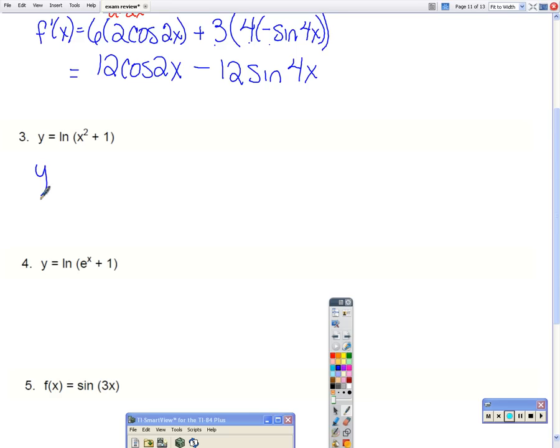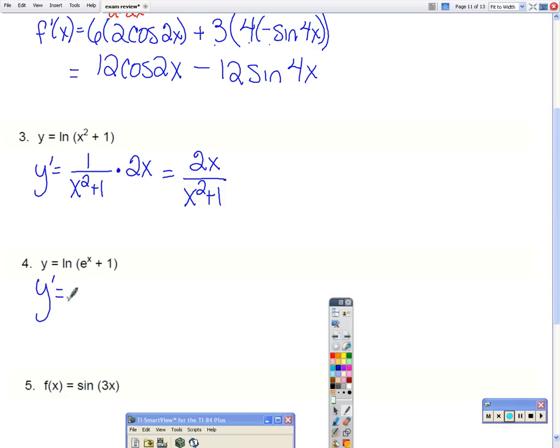So for the derivative of ln, it's 1 over x squared plus 1 times the derivative of the inside. And that derivative is 2x. So my final answer is those two fractions multiplied together.